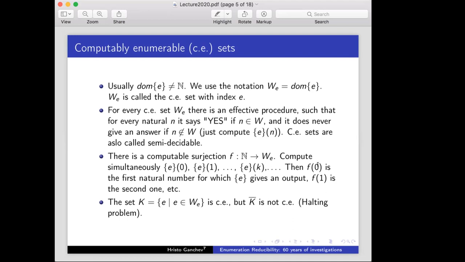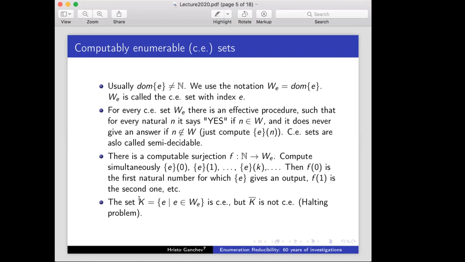And then F0 is the first natural number for which E gives an output, and F1 is the second one, F2 is this. Because you compute this simultaneously, whenever this is defined, your machine will come to a stop and give you an answer. The first one which stops and gives you an answer is your first element of WE. Then the second one that stops and gives you an answer is your second element, etc., etc.